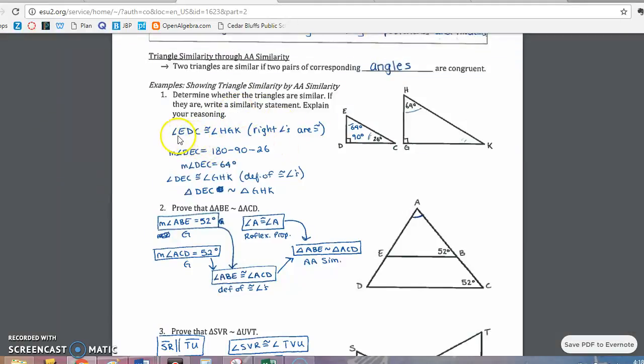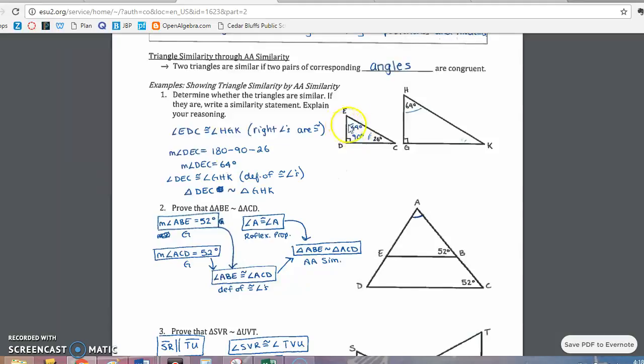So here we have angle EDC is congruent to angle HGK because right angles are congruent. So all right angles are congruent to one another. So we already have one pair of congruent corresponding angles. Now we're given here that this is 64 degrees, and we're given here that this is 26. So we either needed to find angle E or angle K and show that they were equal and then congruent through the definition of congruent angles.